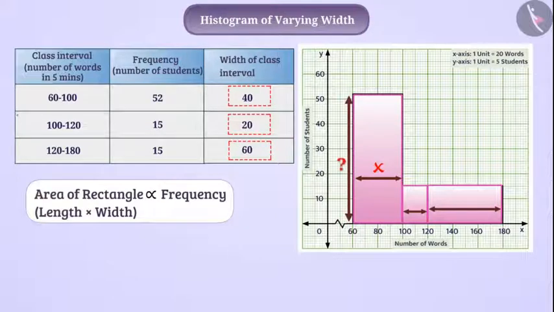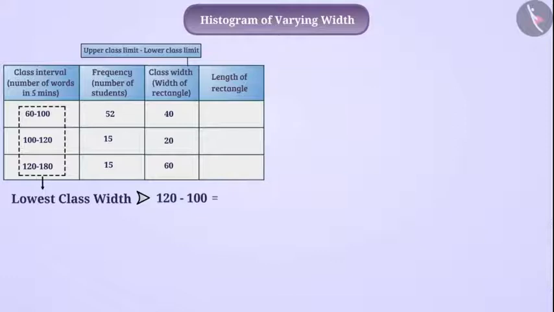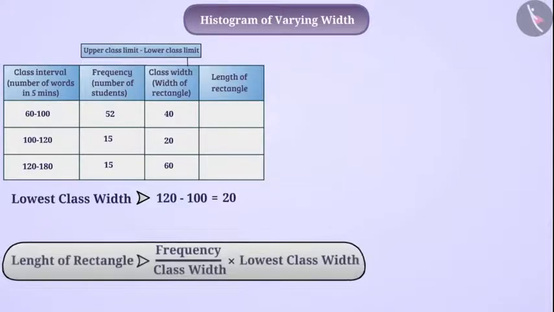Can you tell us how we will make this change? Think. Let us tell. For this, we will find the lowest class width of the class intervals. Here, among the class intervals, 100 to 120 has class width 20, which is the minimum class width. Now, we will divide the frequency of each class interval by the width of that class interval and multiply the result by the minimum class width to find the length of the rectangle of each class interval.